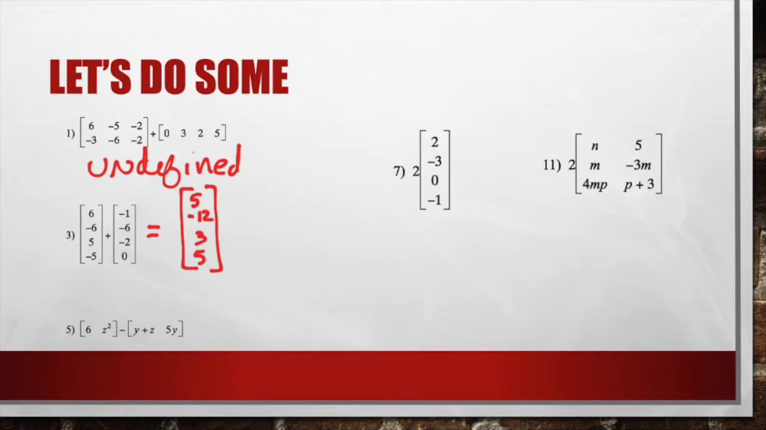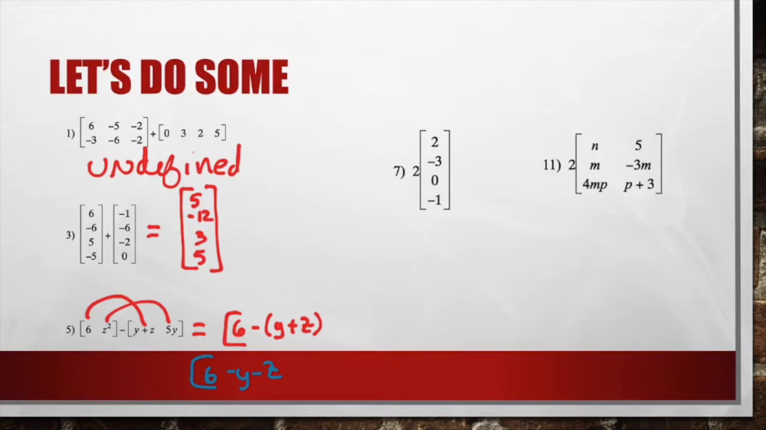Let's do number 5 here. This one is a 1 by 2, and this is also a 1 by 2, so they are equal. We can add them or subtract them. On subtraction, you need to be really careful. Be really careful when we're subtracting to make sure we have that subtract distributing. So we're going to have a 6 minus the y plus z. You can leave it this way, or you could distribute it and have a 6 minus y minus z there. But that subtraction goes to everything.